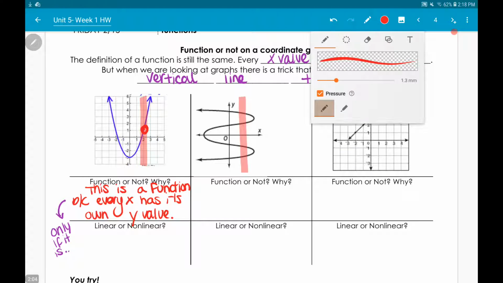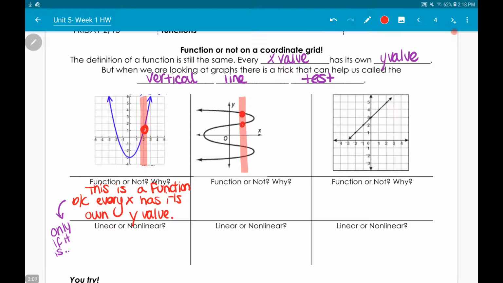All right, so I draw that vertical line and I see it hits once, twice, 3 times, 4 times. So that means it is not a function because the same x value has multiple y values or outputs.